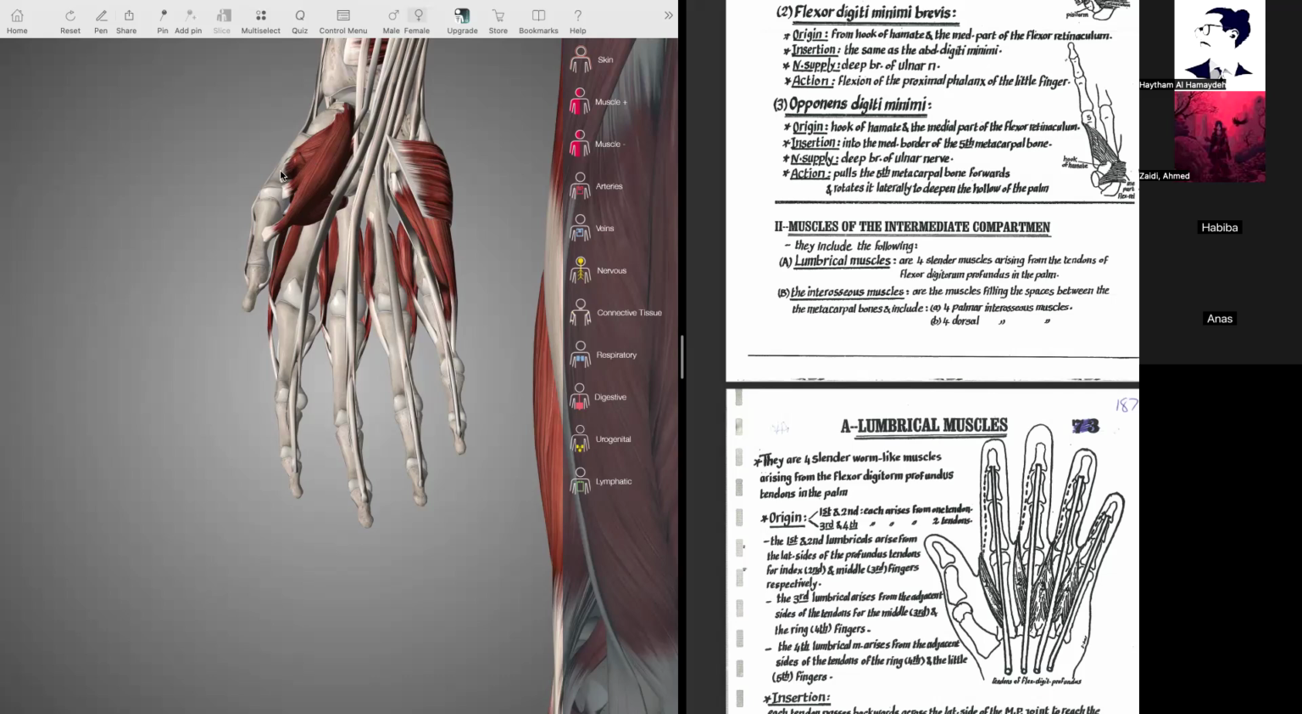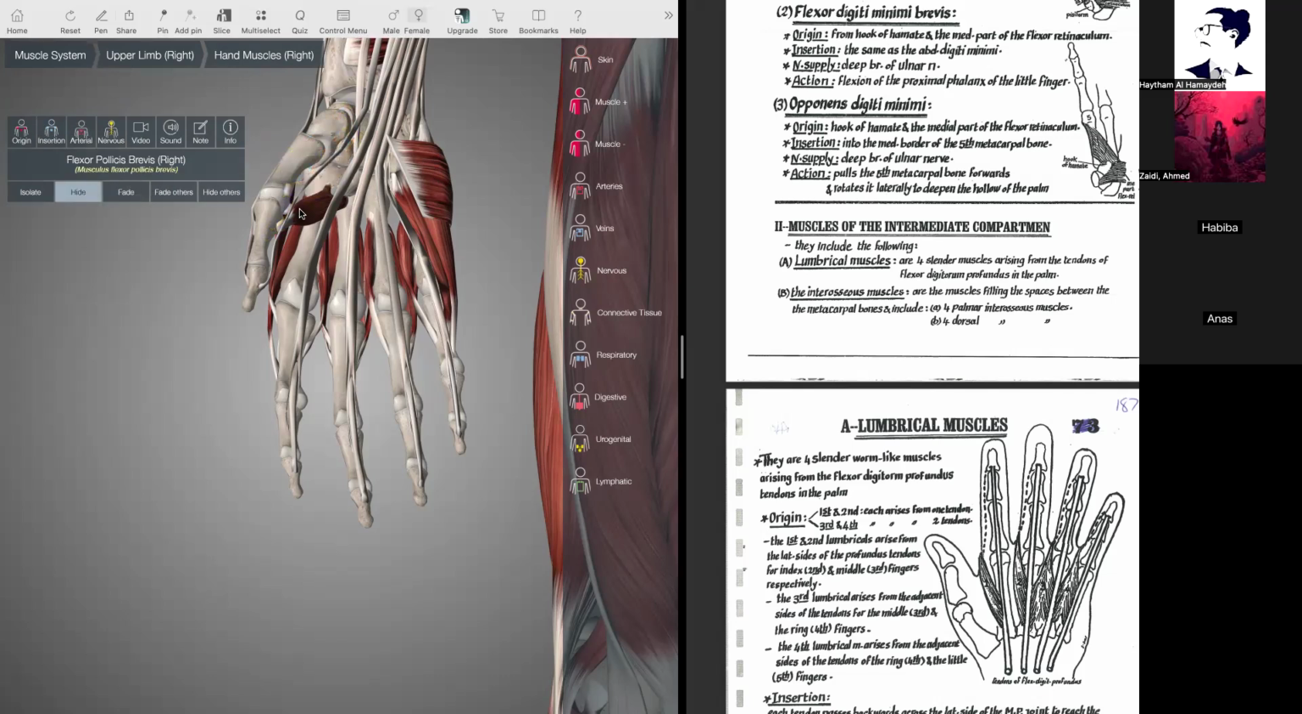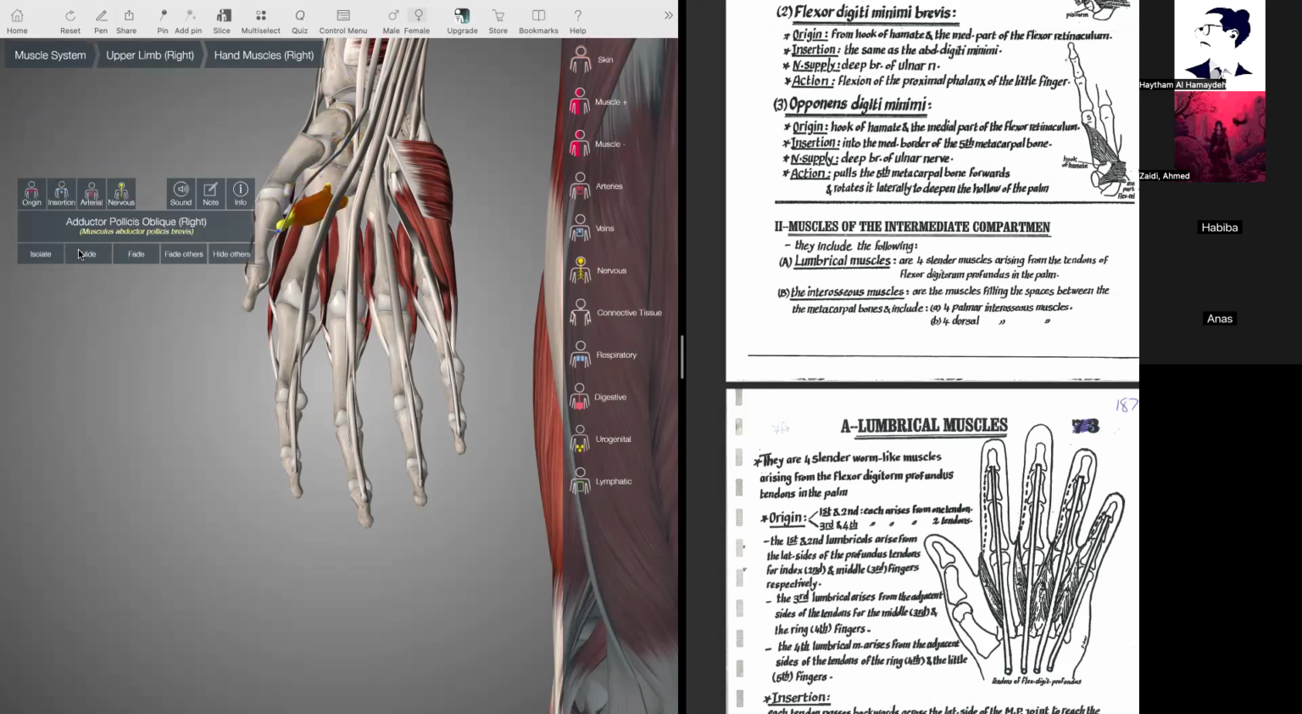The lateral are called thenar muscles and made up of 4. The thenar muscles form the thenar eminence. The hypothenar muscles are made up of 3, and they form the hypothenar eminence. The thenar muscles are abductor pollicis brevis, opponens pollicis, flexor pollicis brevis, and finally adductor pollicis.